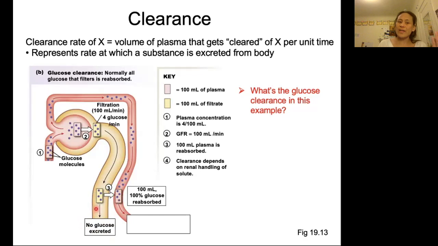Okay, so looking at this example, let's see if you can figure out what the glucose clearance is. So take a moment to think about that. Pause if you need to.